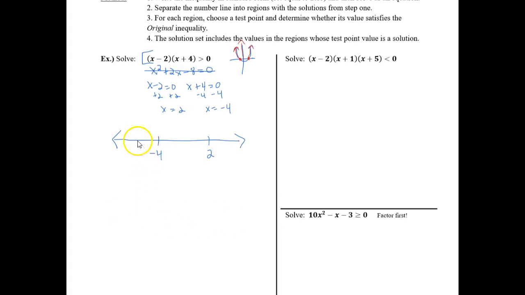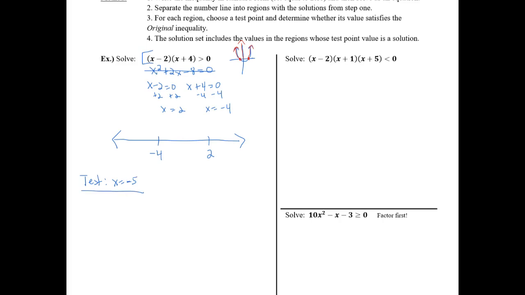So looking over here to the left, I'm going to pick negative 5. I don't want to pick huge numbers because I want to keep the math simple for myself, but the next whole number down after negative 4 would be negative 5. So I test. I'm going to let x equal negative 5.